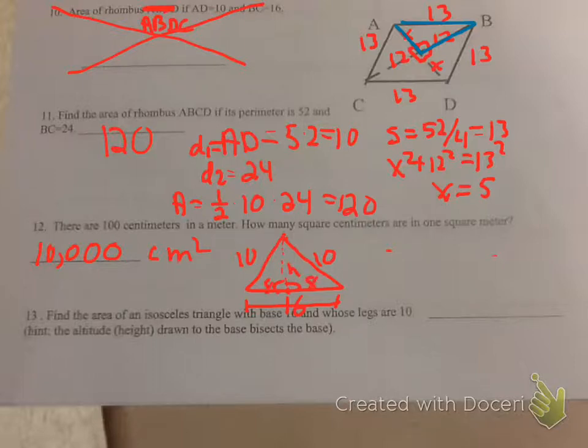And again, here comes the Pythagorean theorem. H squared plus 8 squared equals 10 squared. And when you solve that, you'll have the square root of 36, which is 6. Now to get your answer, the area is 1/2 base times height. So the area is 1/2 of 16 times 6, and that's 48.